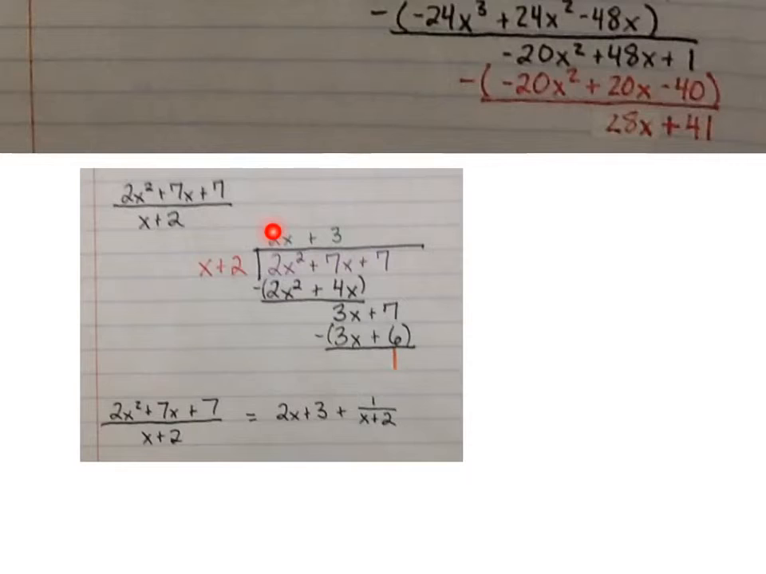X times 2x is 2x squared, so we multiply it by both pieces to get this. Subtract one from the other. 7 minus 4 is 3x. Carry the 7 down, and you get 3x plus 7. 3 times x is 3x. 3 times 2 is 6. Subtract them and you get a remainder of 1. So our answer is 2x plus 3 plus the remainder of 1, or 1 divided by x plus 2.